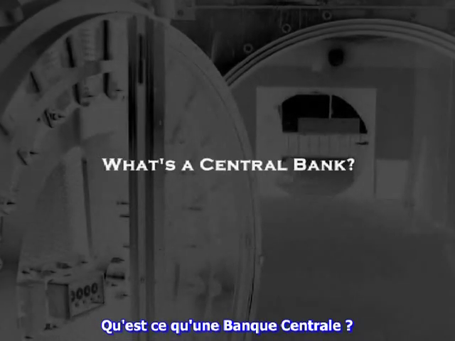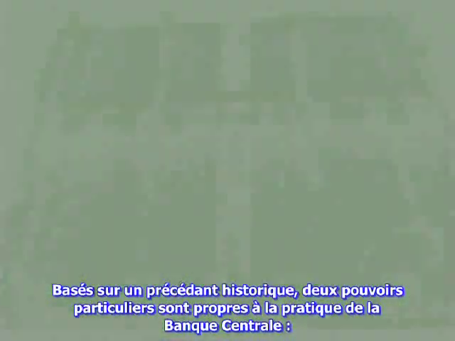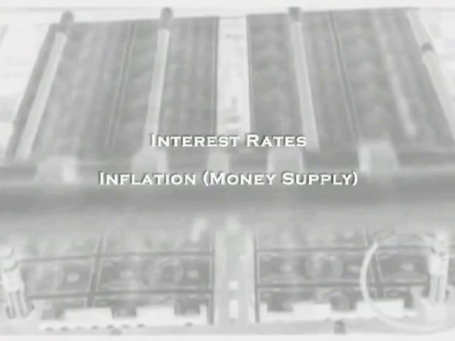So what is a central bank? A central bank is an institution that produces the currency of an entire nation. Based on historical precedent, two specific powers are inherent in central banking practice: the control of interest rates and the control of the money supply, or inflation.